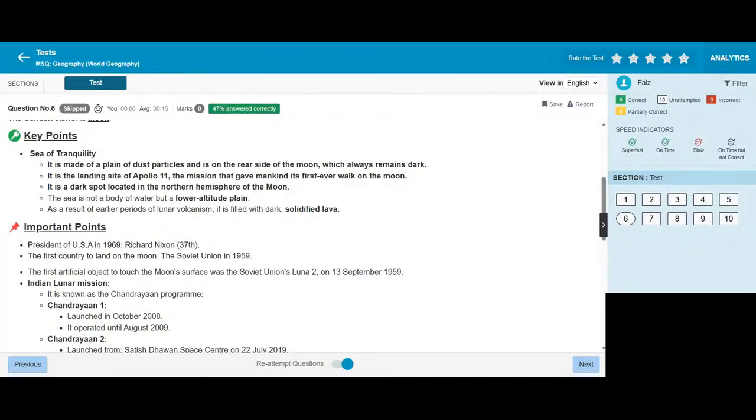It is the landing site of Apollo 11, the mission that gave mankind its first ever step on the moon. It is a dark spot located in the northern hemisphere of the moon. The sea is not a body of water, but is a lower altitude plain. As a result of earlier period lunar volcanism, it is covered with dark solidified lava.